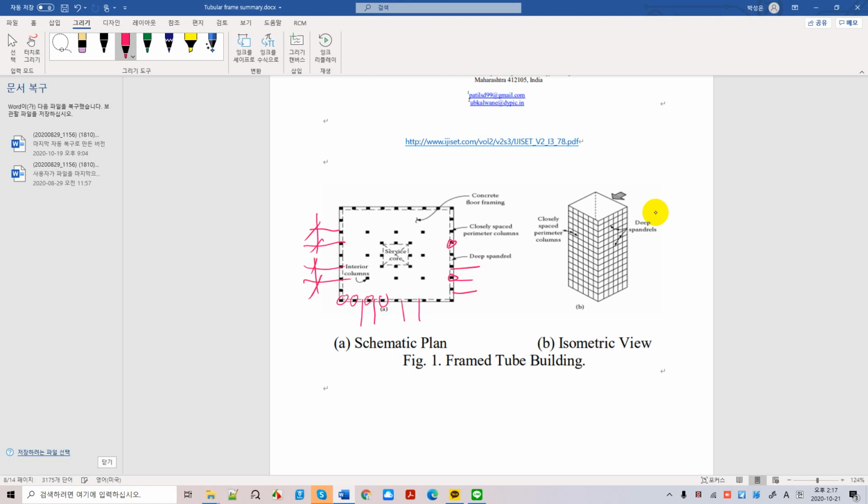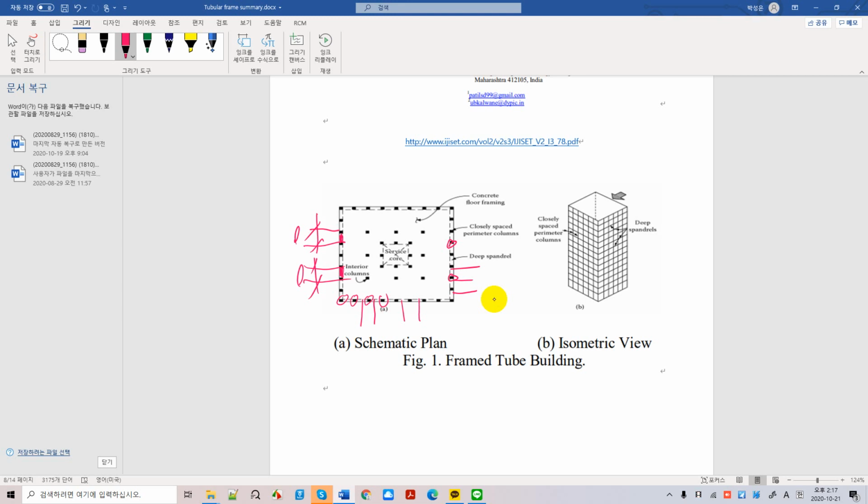All columns spaced close enough so that your spandrel beams in between columns can have enough shear strength to prevent shear lag phenomena from occurring, from happening. So now it is very clear how important it is that you have enough shear strength for columns and girders.